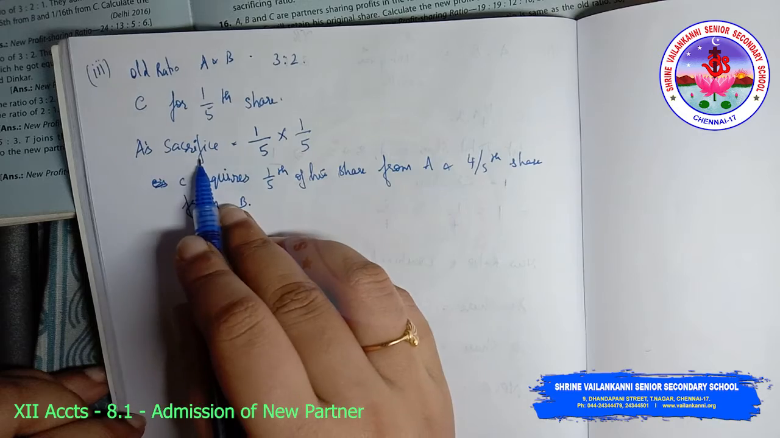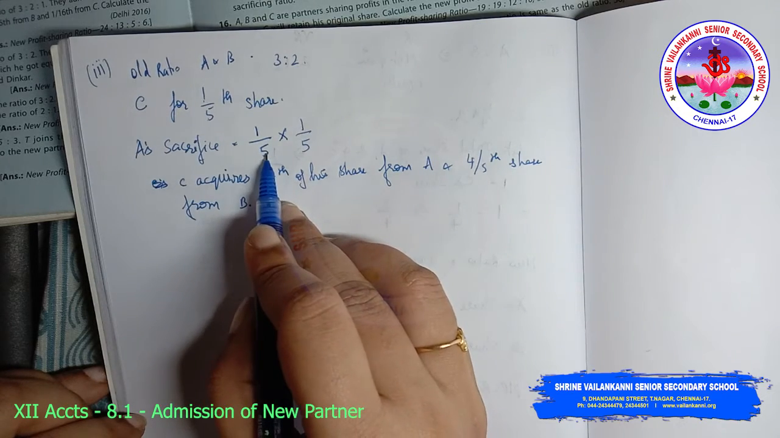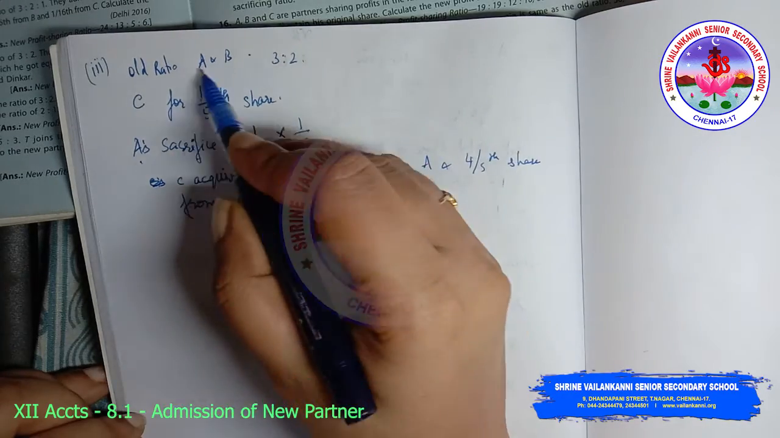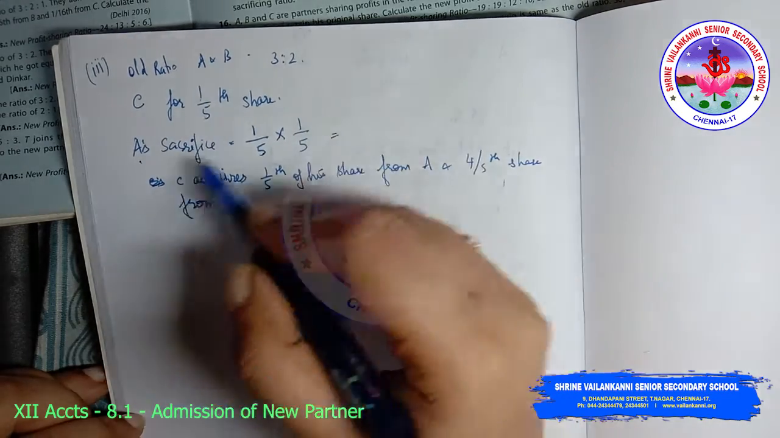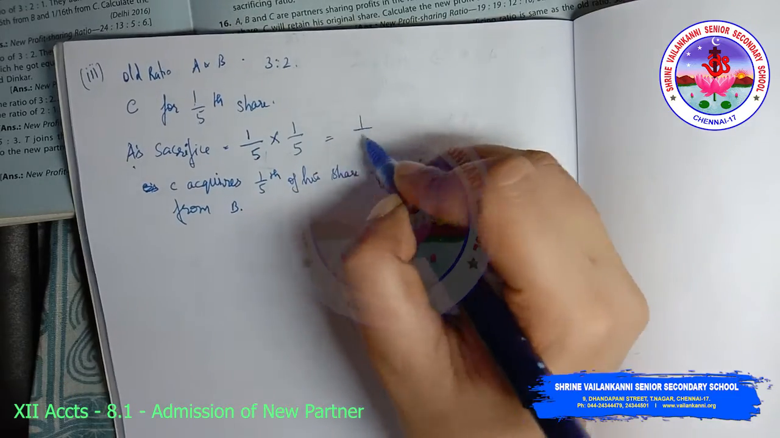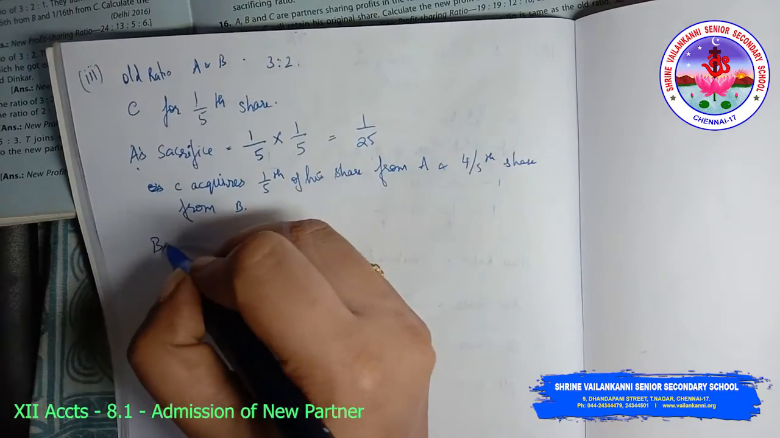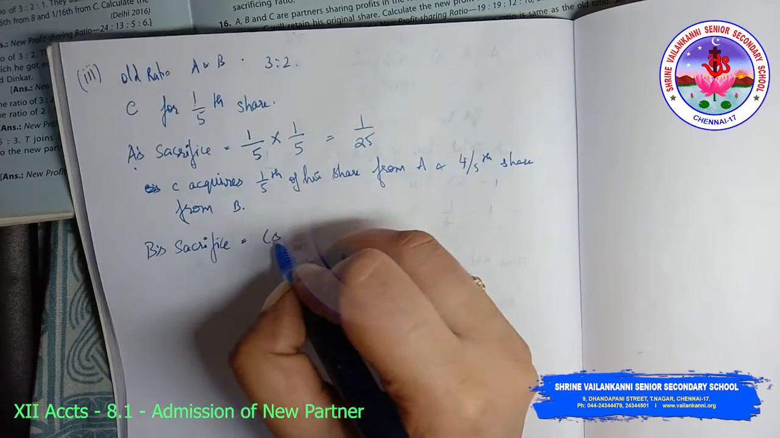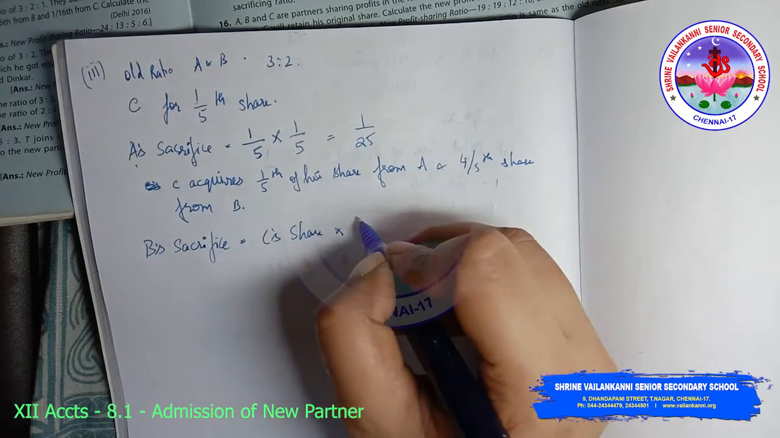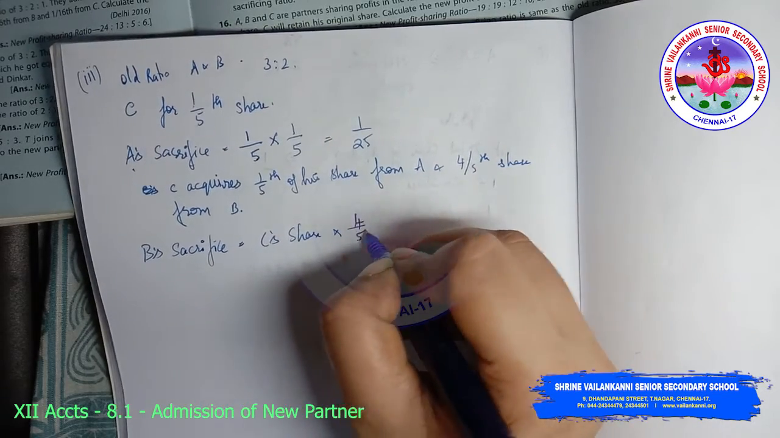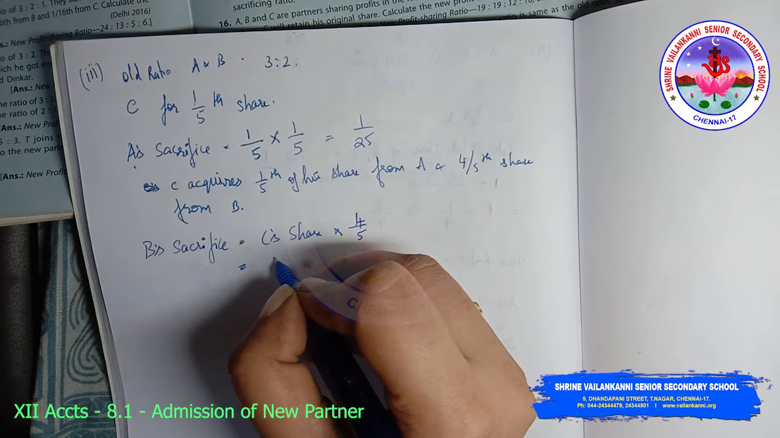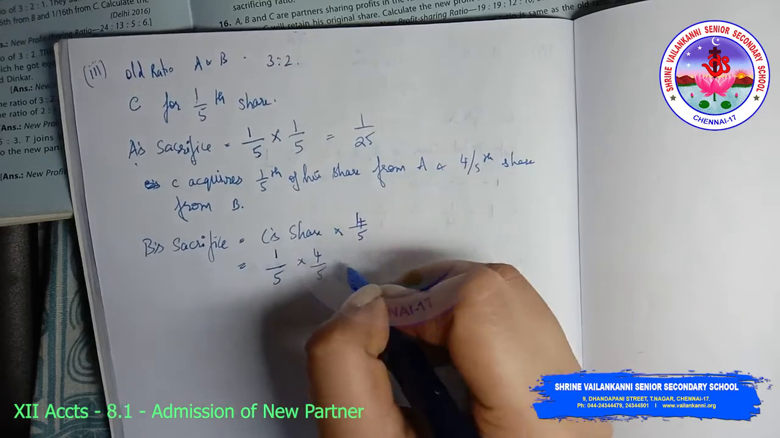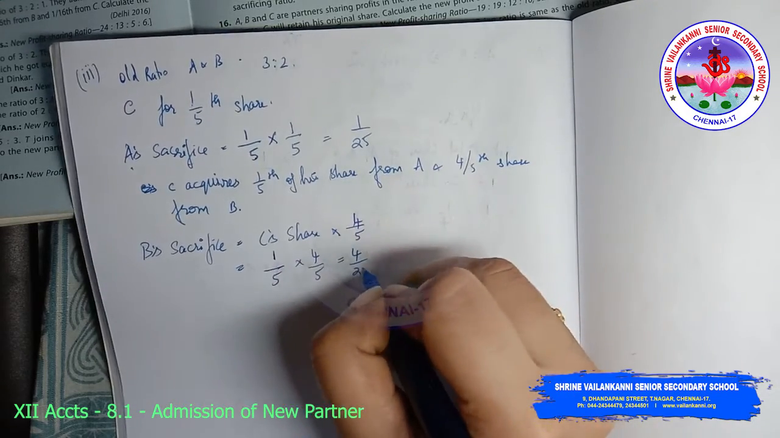So 1/5 of C's share is acquired from A. C's total share is 1/5, and 1/5 of that is acquired from A. So how much does A sacrifice? 1/25. Similarly, B's sacrifice would be C's share into 4/5. What is C's share? C's share is 1/5 into 4/5, which happens to be 4/25.